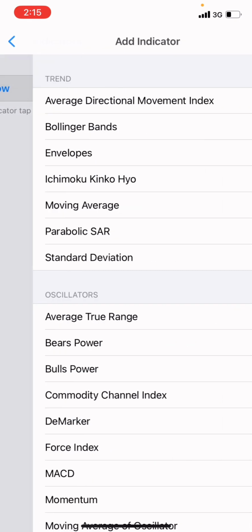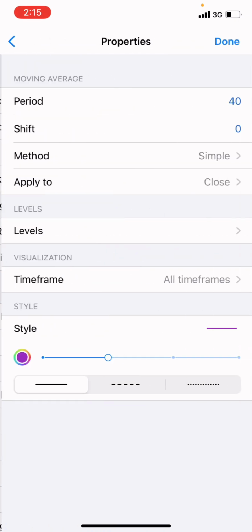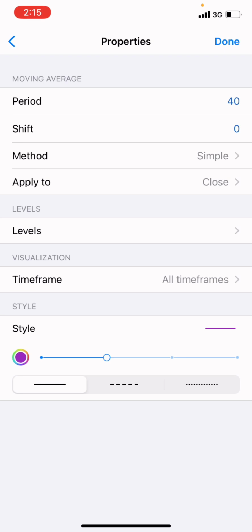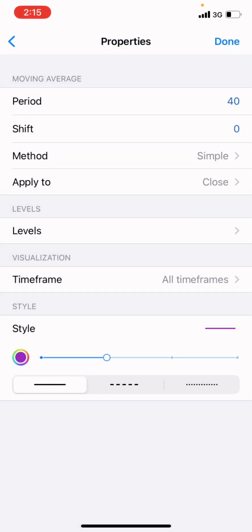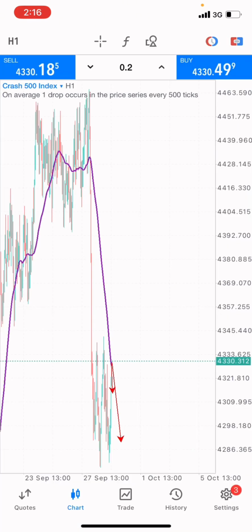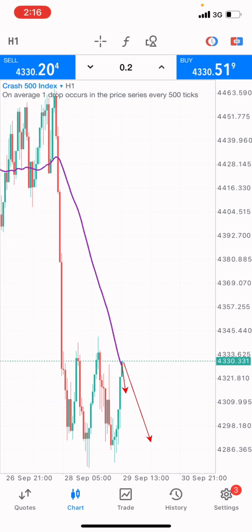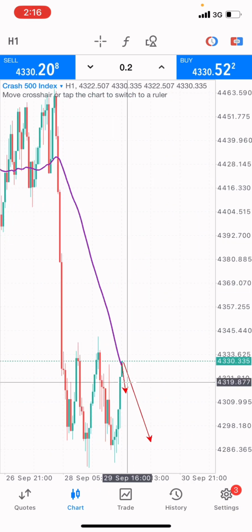Now, if you put in the moving average indicator right now, set the moving average period to 40, shift 0, the method simple, apply to close, the style on 2 pixels with the color purple right there, then you click on done. All right, now you can see that this moving average right now is going towards the downward trend.